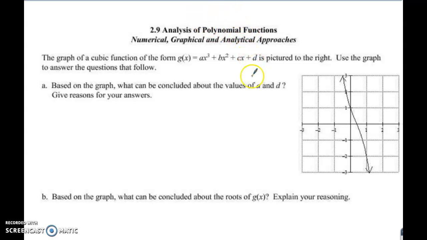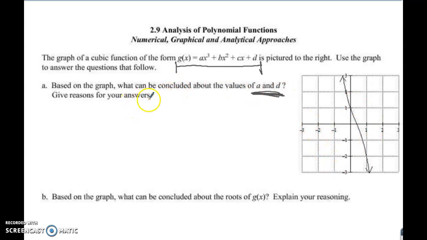And I think we're ready for our final lesson in Unit 2, talking about roots. What we have in front of us is a certain graph. They tell us it's a cubic of the form ax cubed plus bx squared plus cx plus d. And all we have is the graph right here.